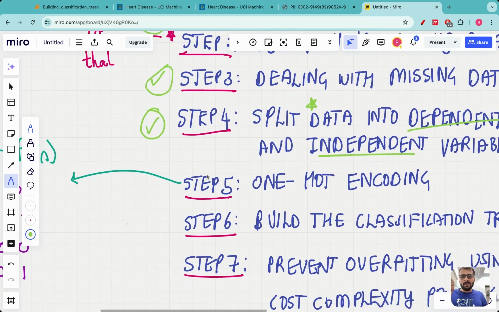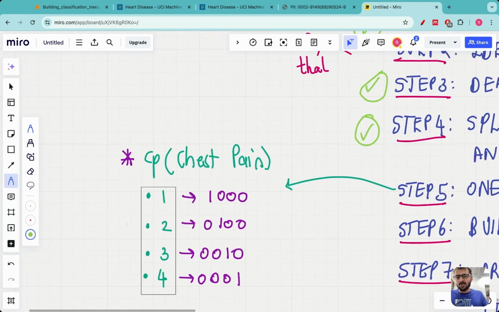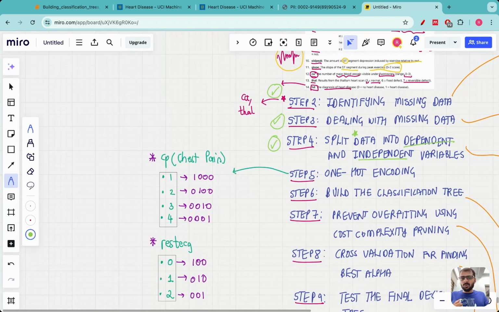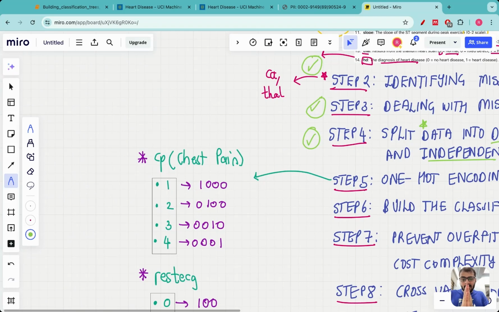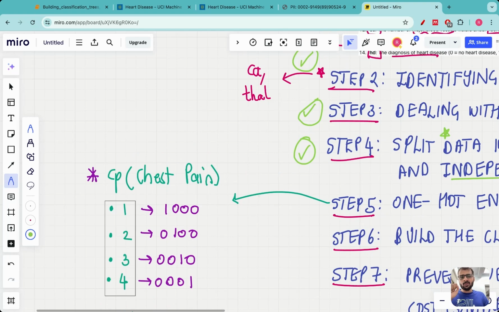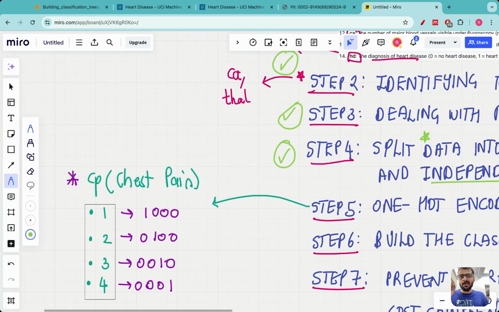Now we move to step number 5, which is one hot encoding. Before I show that to you in the code, I first want to explain this to you in some detail, because not many students actually understand why one hot encoding is done in the first place and why it is important. In my view, there is one very important reason to do one hot encoding, and that I will explain right now. One thing to remember is that one hot encoding is done for categorical variables.